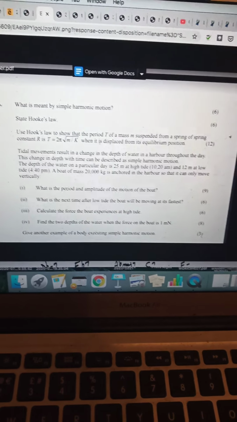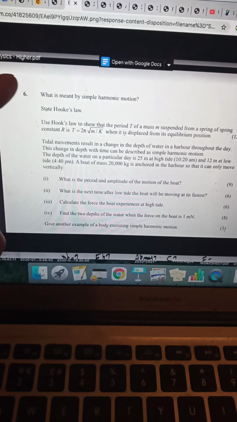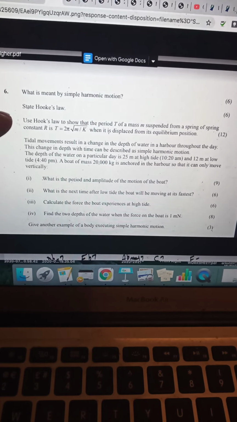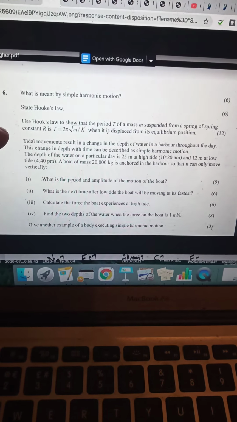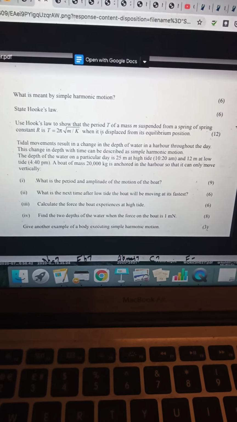This is 2013 question 6 from a pre-paper. Now, I'm not going to do the first two parts because you should be able to define those. I'm going to start with that. So derive a formula T is equal to 2 pi root m over k.